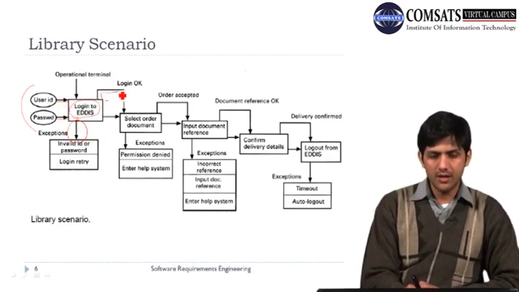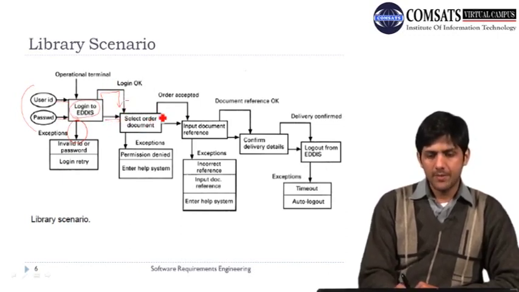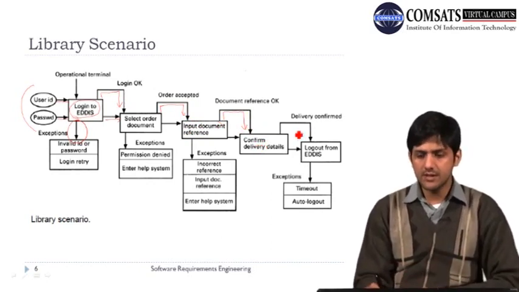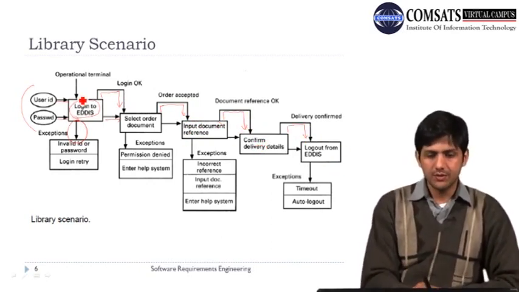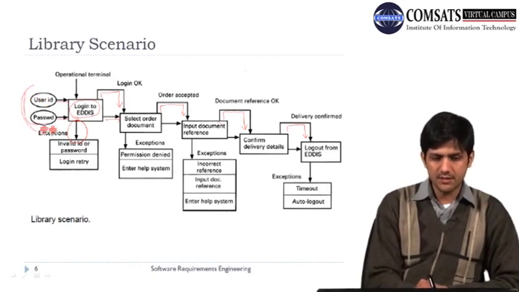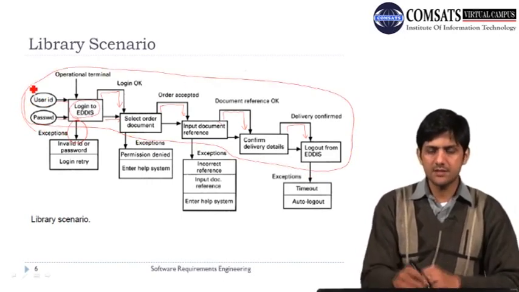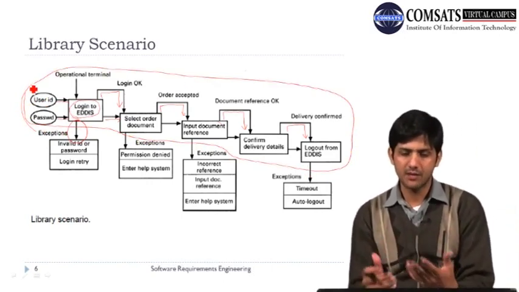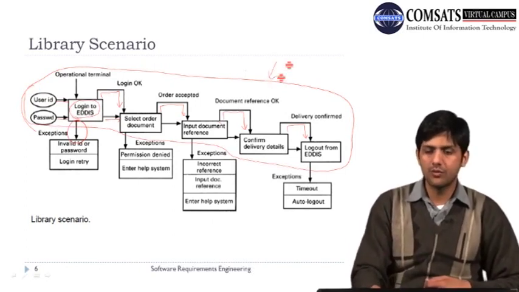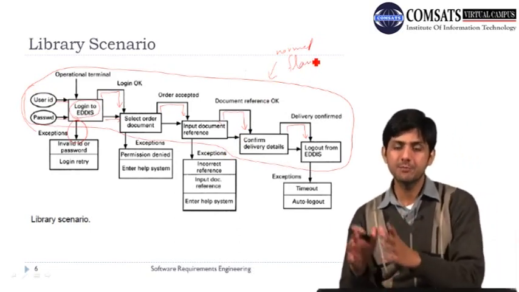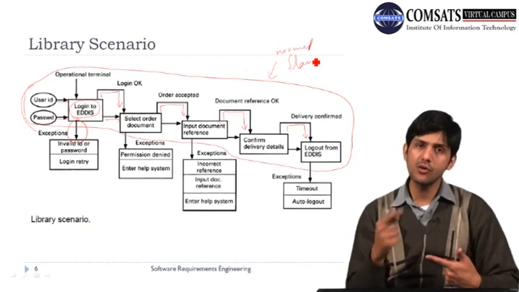If your login is okay, then you come here, you select an order and document, and if your order is accepted, you input the document reference number. If the document reference number is okay, you confirm delivery details. If delivery is confirmed, you log out from the system. So all these events and all these activities which are taking place represent the normal flow. So this is the normal flow of this particular scenario, but there are exceptions at all those states.